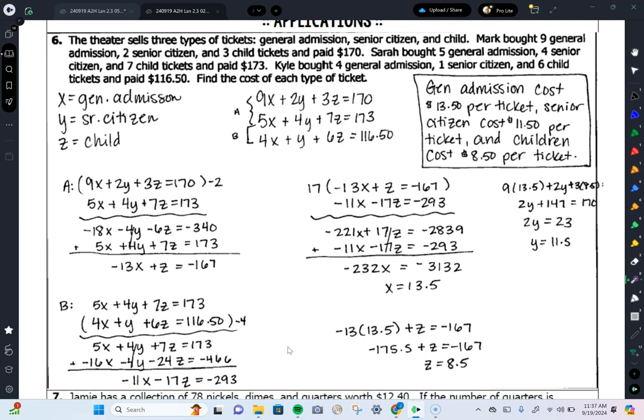It says Jamie has a collection of 78 nickels, dimes, and quarters worth $12.40. If the number of quarters in the collection is doubled, just the quarters are doubled, the value becomes $22.15. How many of each type of coin does Jamie have? I'm going to use N, D, and Q for nickels, dimes, and quarters. Okay? This is yours from the get-go.